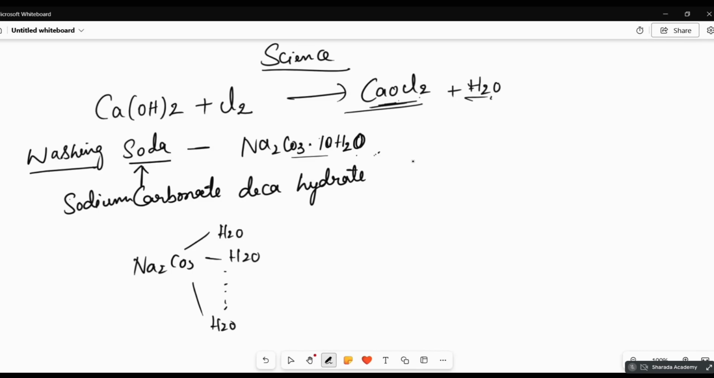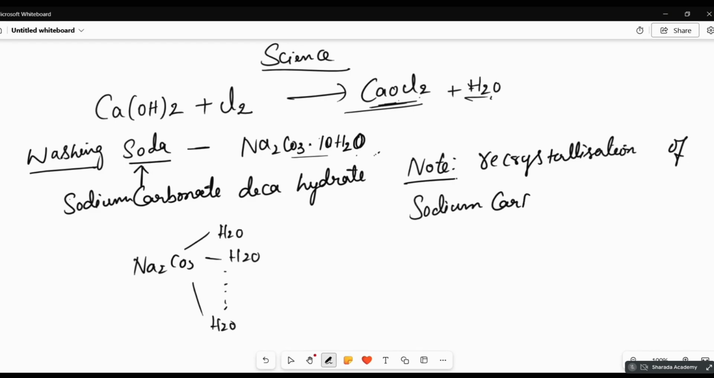Write down one note. Recrystallization of sodium carbonate gives washing soda.